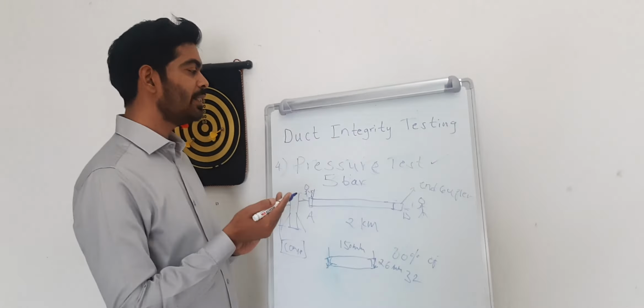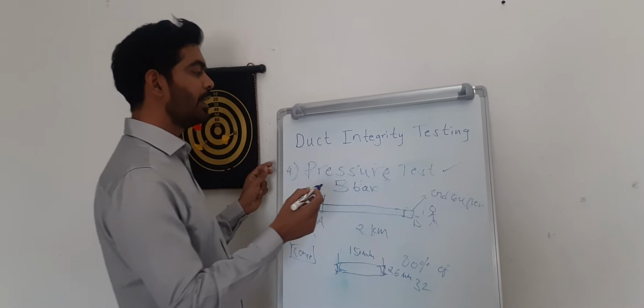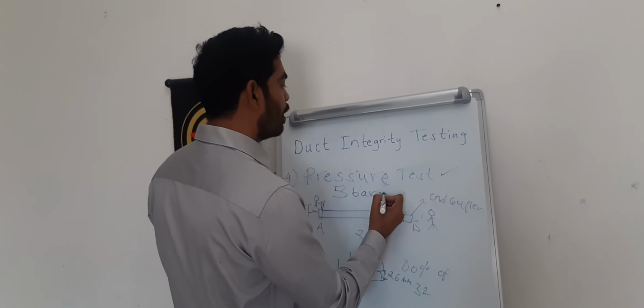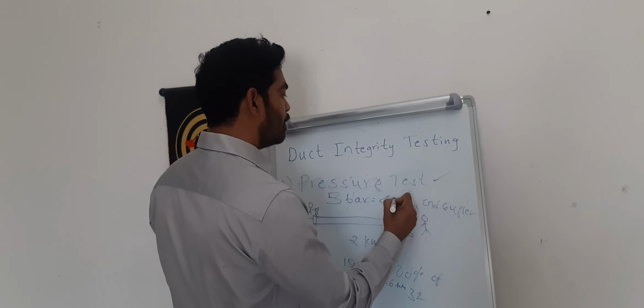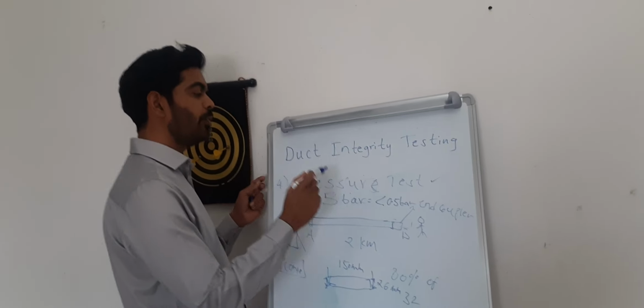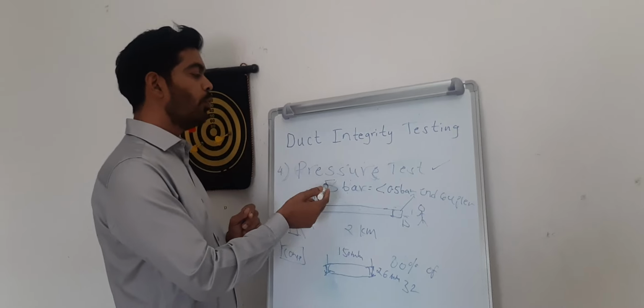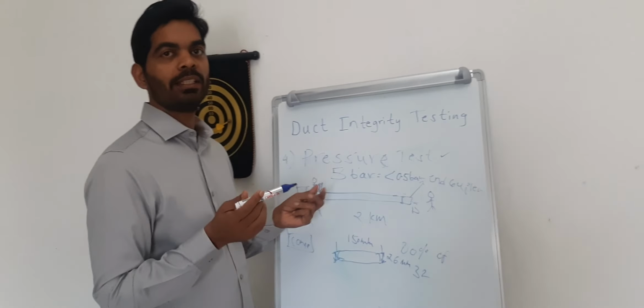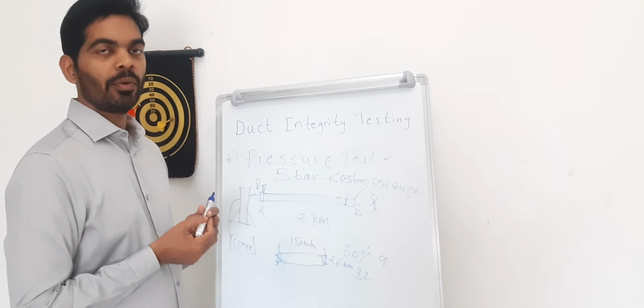But if the pressure test is passed, which is the case when the drop is lesser than 0.5 bar, so after 30 minutes, if you see a reading of say 4.5 bar, that means your pressure test is passed. So this was duct integrity testing.